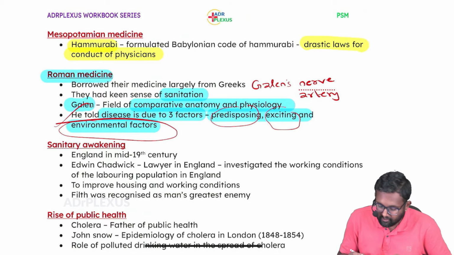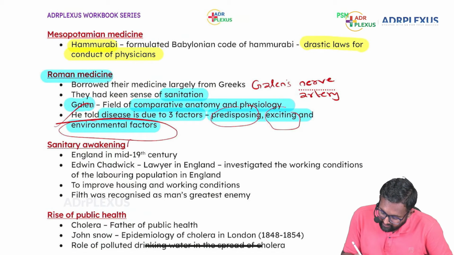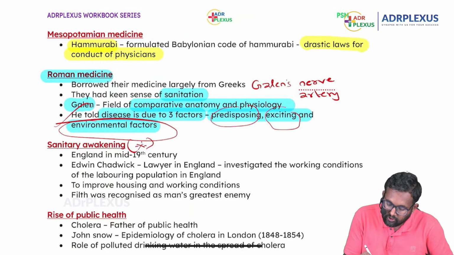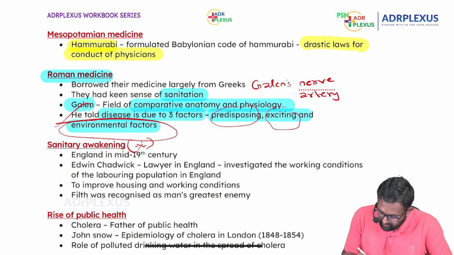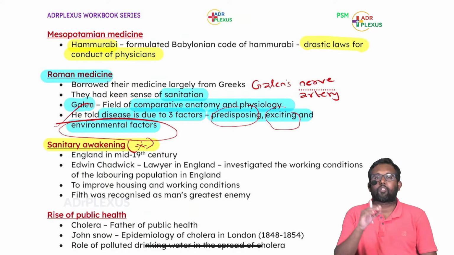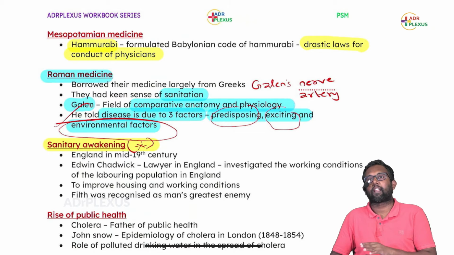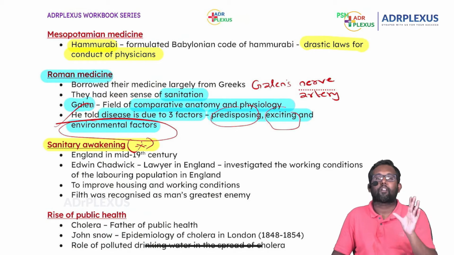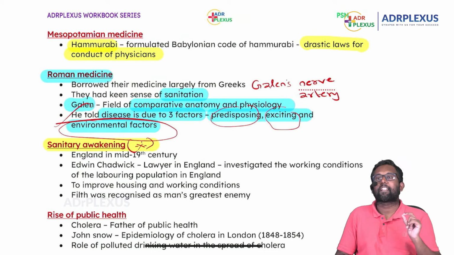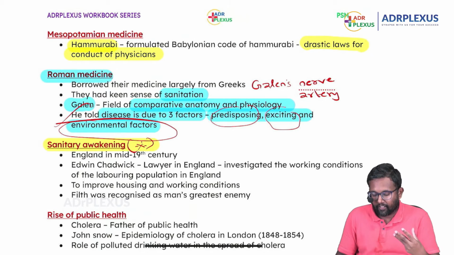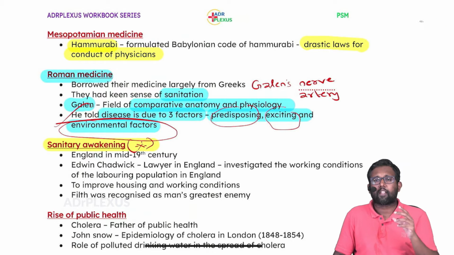But the important thing here is the sanitary awakening. This is a question that is repeated so many times. This is very important. On this page, this is the main question they are going to ask, other than cholera and John Snow.